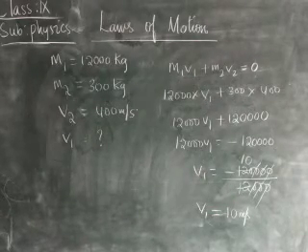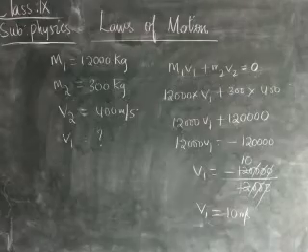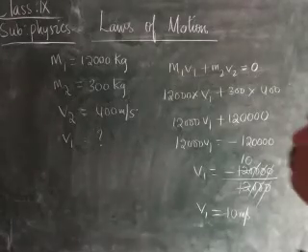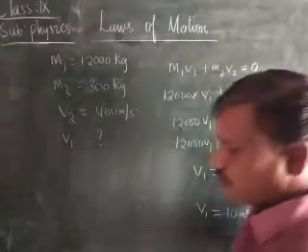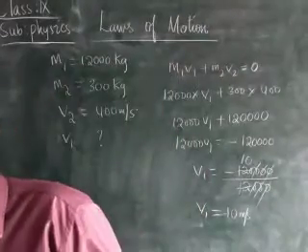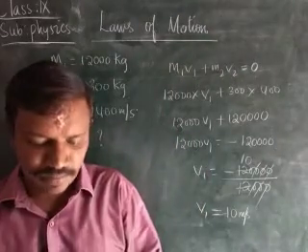Okay, children, have you understood? Yes. Okay, here we are using the formula, that is m1 v1 plus m2 v2 is equal to 0. Therefore, by substituting all the values, we get v1 is equal to minus 10 meter per second.